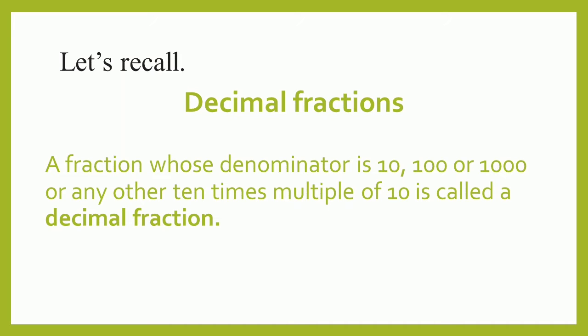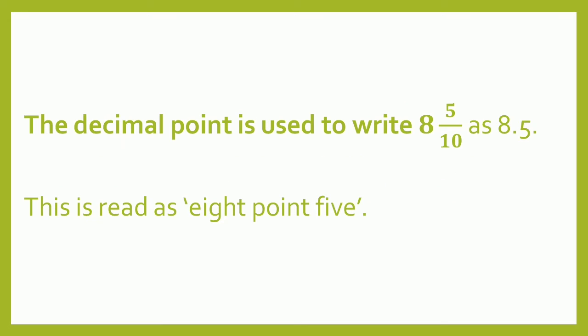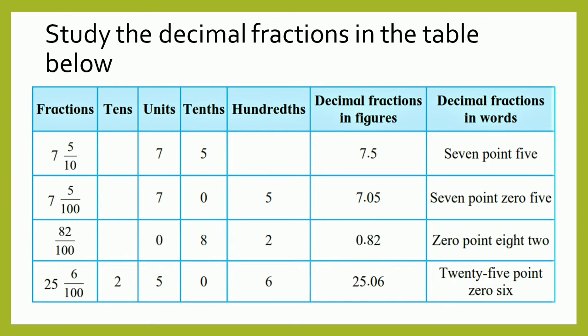Let's recall decimal fractions. As we already know, a fraction whose denominator is 10, 100, 1000 or any other multiple of 10 is called a decimal fraction. The decimal point is used to write a common fraction 8 and 5 upon 10 as 8.5. This is read as 8.5. Now let's study the decimal fractions in the table below.